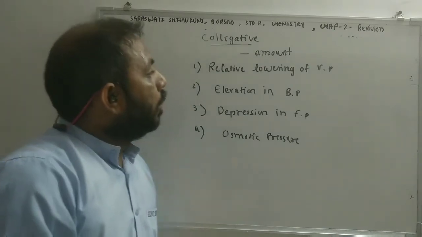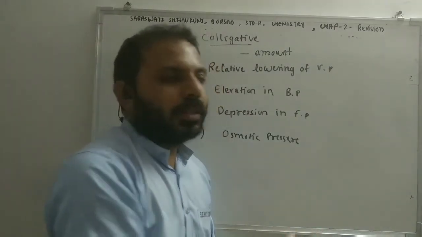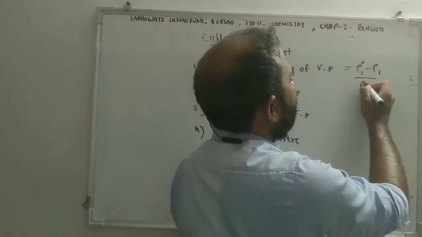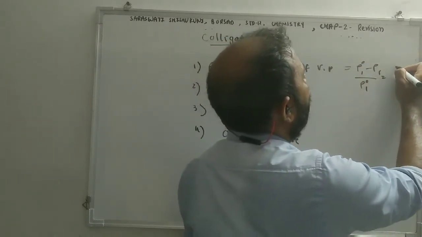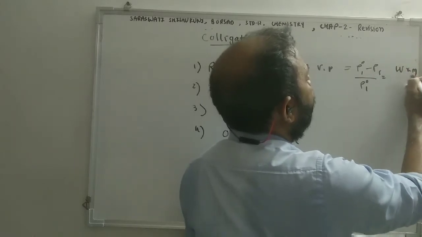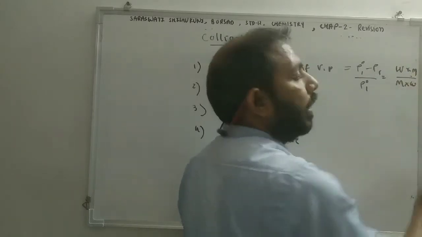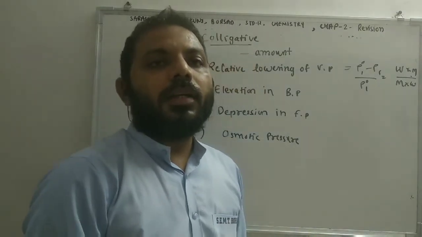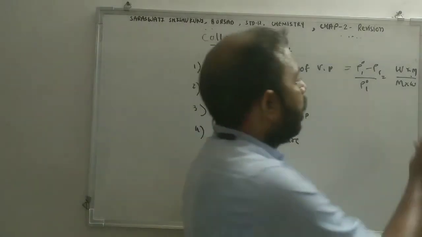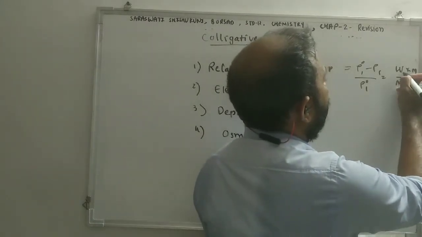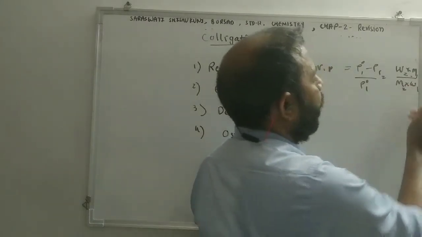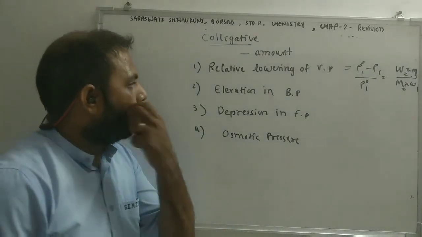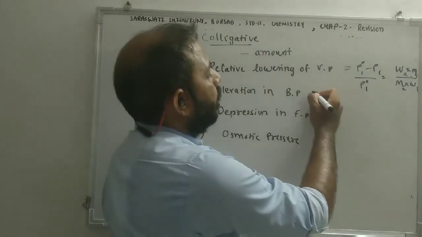Okay. So formula for relative lowering in vapor pressure is (P1° minus P1) upon P1° is equal to W2 M1 upon M2 W1. Remember, I had taught you a shortcut to remember this formula. 2121, 2121. Okay. Now elevation of boiling point.